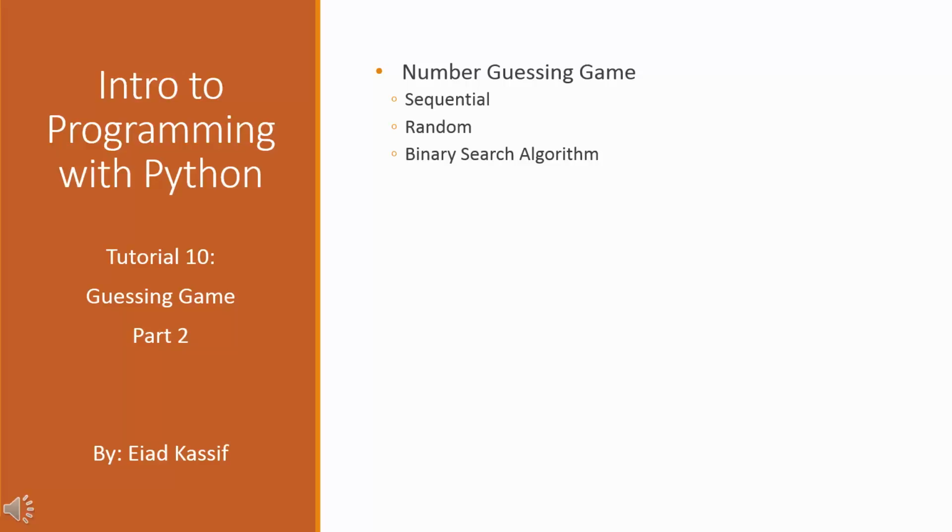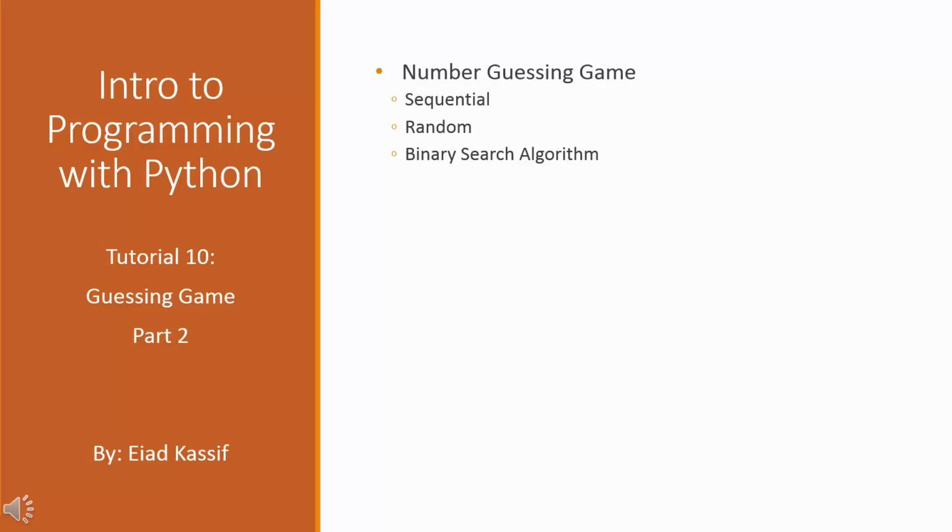Welcome to part 2 of our 10th tutorial. We're working on a number guessing game, and here we're going to try to find a way to guess the user's number in fewer tries than the random implementation we have seen before would allow us. So the random implementation would need up to the maximum amount of possibilities.